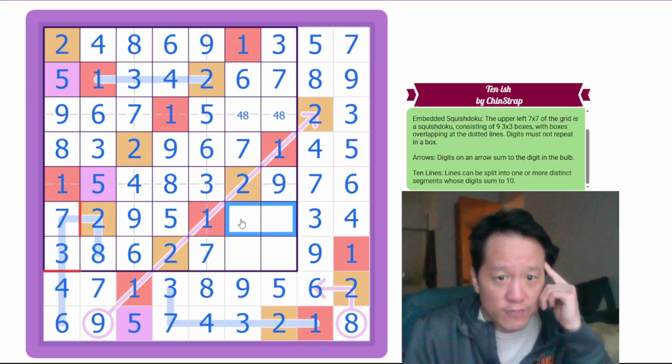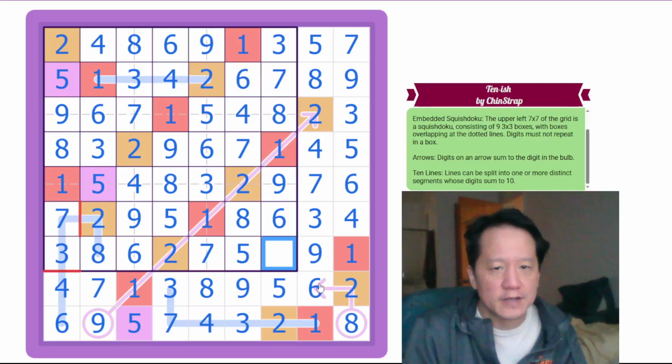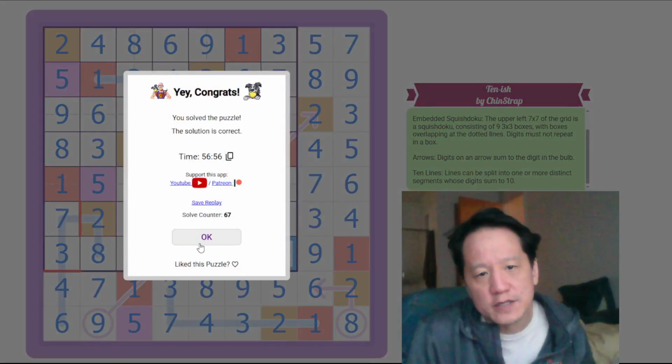Remaining digits of row 6 are 6 and 8. This can't be 6 because of 6 in the column, so that's 8 and 6. 8 eliminates 8 here, so it's 4 and 8, which leaves us a 5 and a 4. And that's the solution.